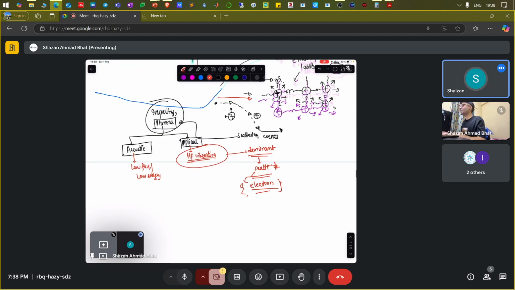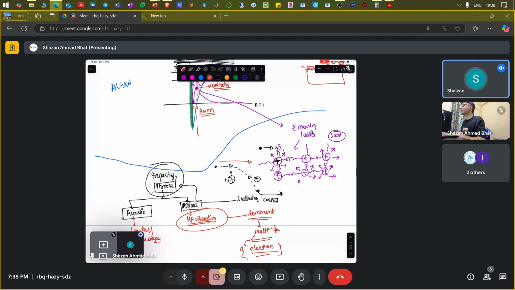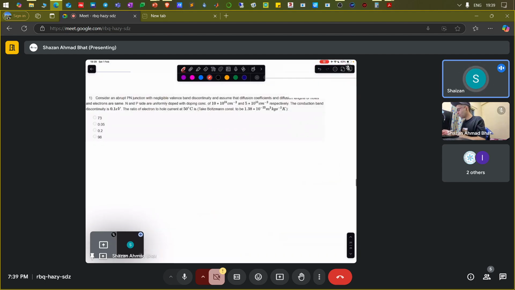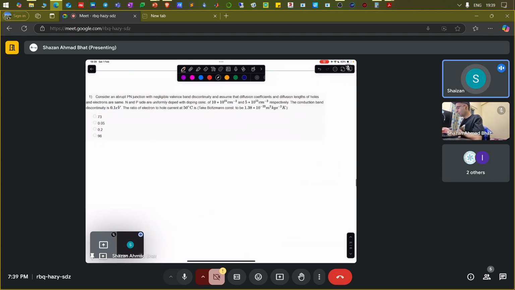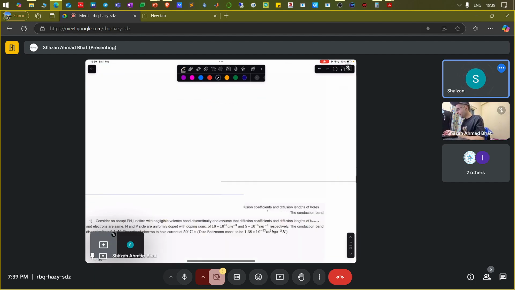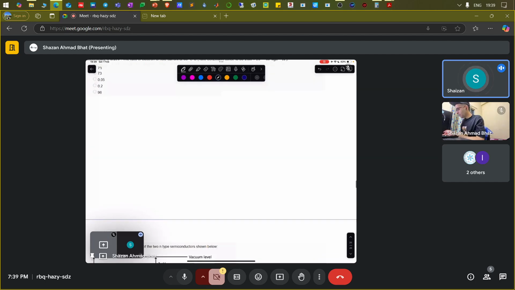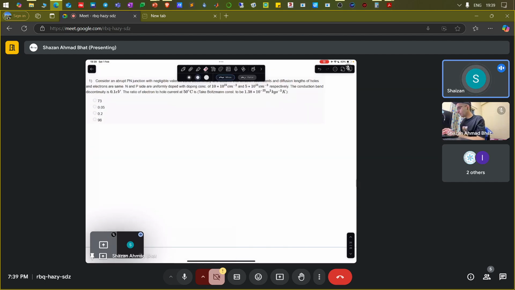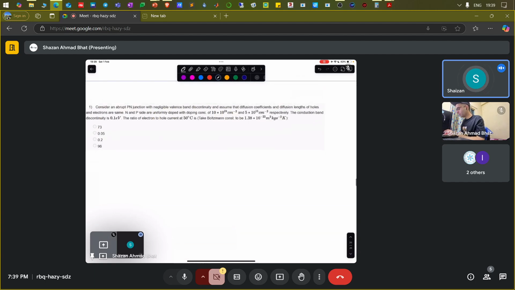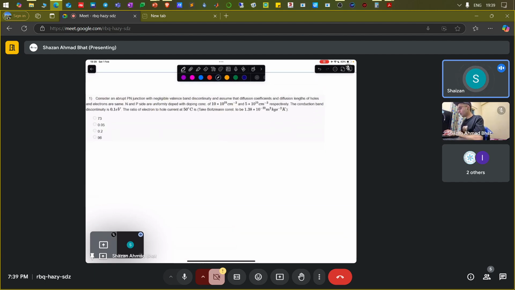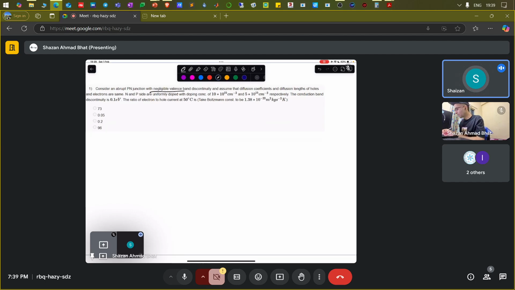Now that is the fundamental story behind it. Now, what else are we left with? Let's jump to the questions. I will try to give you a rough idea about how to solve them, because we are left with maybe only 10, 20 minutes. The question says that you have a p-n junction with negligible valence band discontinuity, and assume that diffusion coefficients are equal. First of all, you have a p-n junction and it's abrupt.